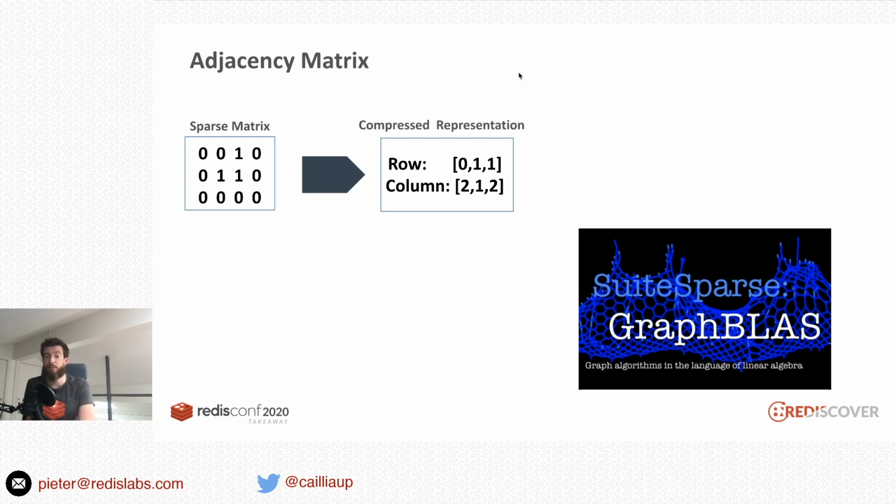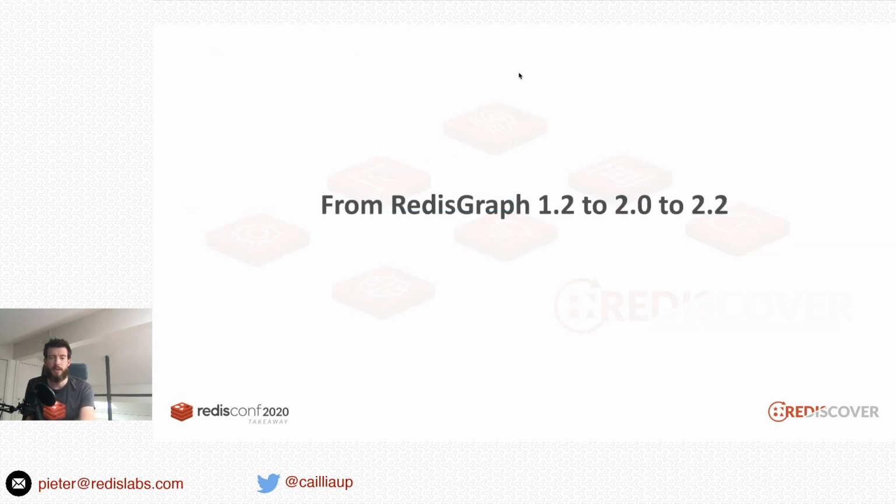That effectively made it possible to do RedisGraph. So we're using SuiteSparse, which is just an implementation of GraphBLAS under the hood of RedisGraph. So what have we been doing going from RedisGraph 1.2 to 2.0, effectively to 2.2?